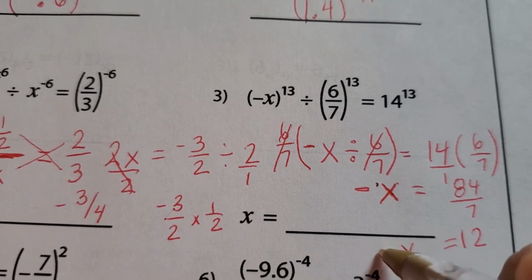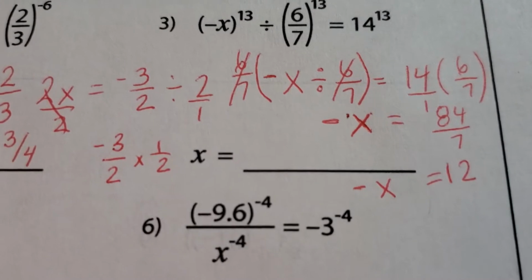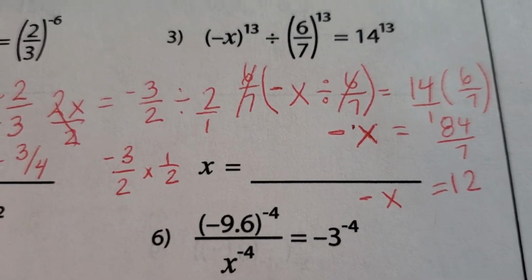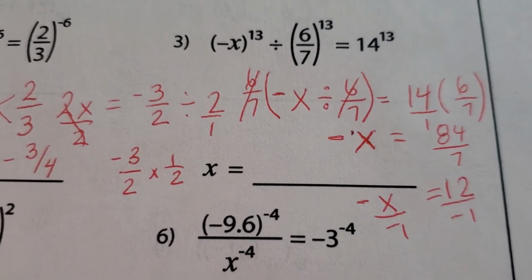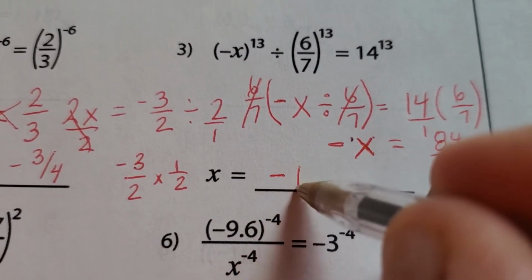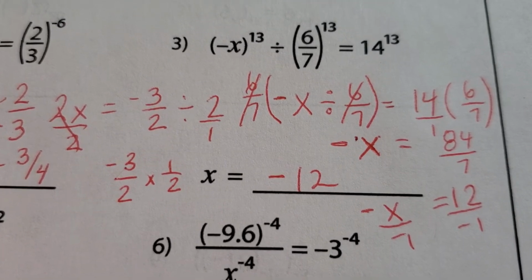But please note that on the other side, x is not quite by itself yet. We have that negative x there. So I'm going to have to divide both sides by negative 1. We're going to get x equals negative 12.